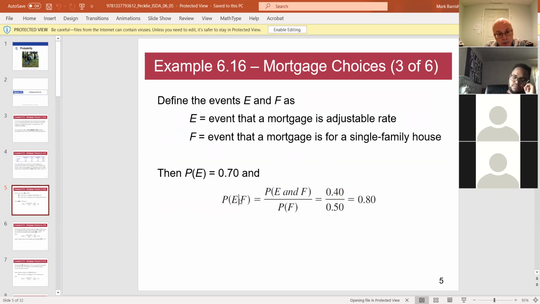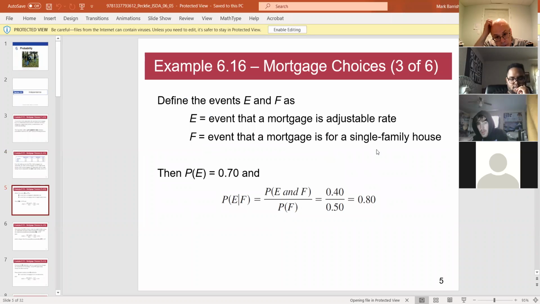Now, what they're asking here is, what's the probability of E given F? What does that mean in words? E is the event that the mortgage is adjustable rate. F is the event that the mortgage is for a single family home. What if you select a person at random and we know for a fact that they purchased a single family house? That is the information we're given. What we're asking is, what's the probability of the person having an adjustable rate mortgage, given that we know they used a mortgage for a single family house?